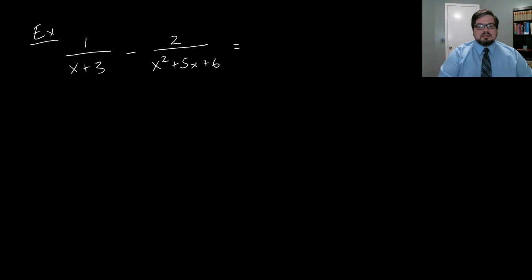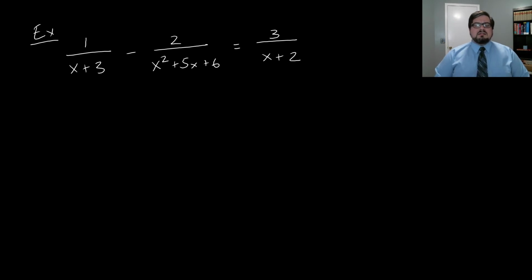All right, so let's look at the equation 1 over x plus 3 minus 2 over x squared plus 5x plus 6 is equal to 3 over x plus 2. Now, this is definitely more complicated than what we've seen before. Before, all of our denominators were just linear equations. They were just x plus or minus something. And now we've got this denominator which is degree 2 in the middle here.